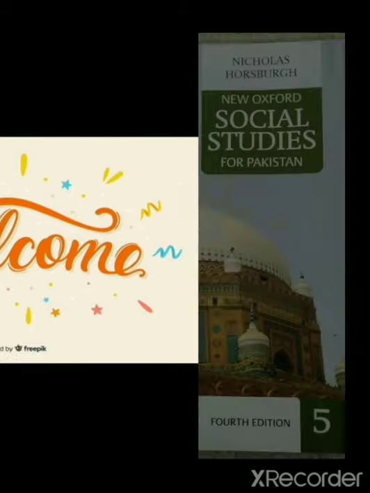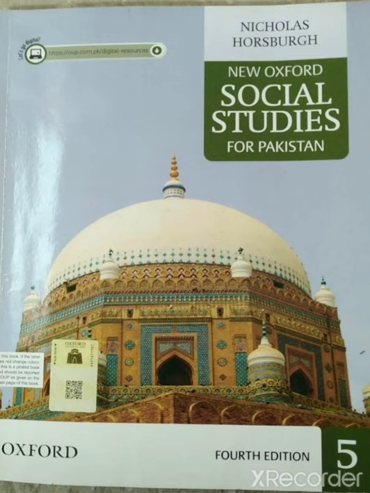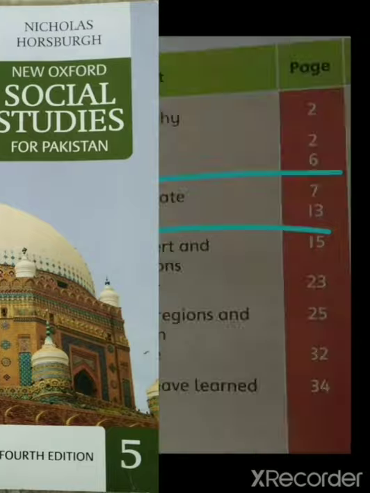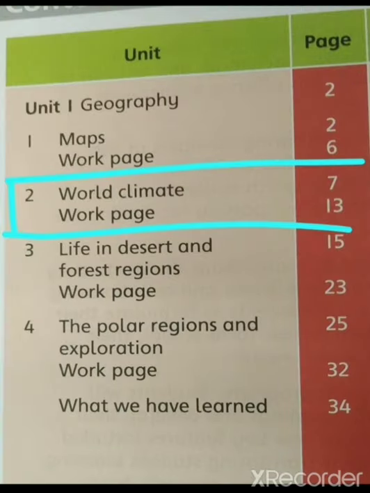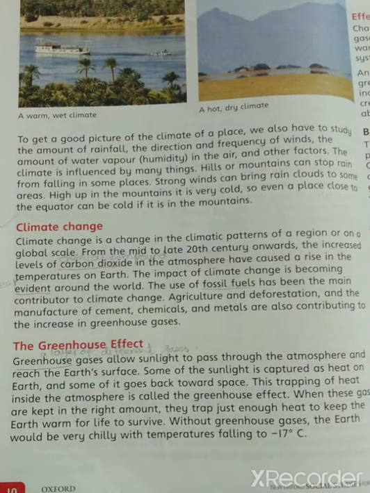I'm your SST teacher, and the book from which we are going to study is the Nicholas Herzberg New Oxford Social Studies for Pakistan, fourth edition for grade 5. The lesson we are going to discuss today is lesson number 2, World Climate, page number 7. We have already read the first half of lesson number 2 in our previous lecture. We have covered the topics of world climate, effects of climate, temperatures, and the climate of Pakistan.